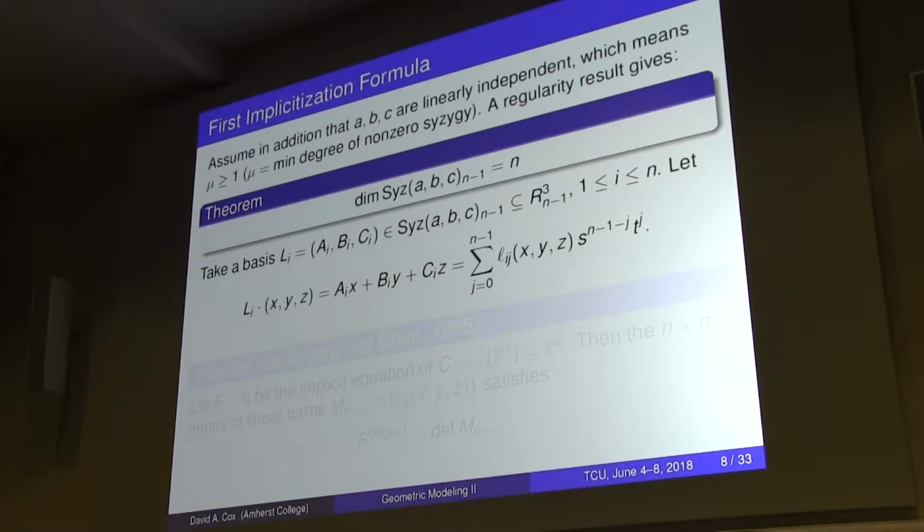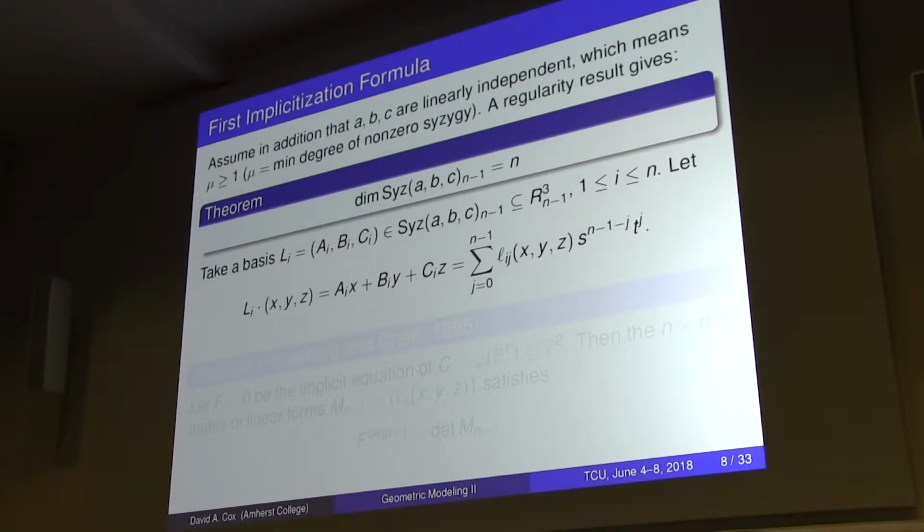And now let me give a couple of formulas for doing implicitization. And so the first thing is, I'm going to add one more caveat. I want to assume that these are linearly independent, because if A, B, and C are linearly dependent, that means you're parameterizing a straight line. That's really boring. And what that means geometrically is this mu, the minimum degree of a non-zero syzygy, is at least 1. So the idea is you don't have a constant syzygy.